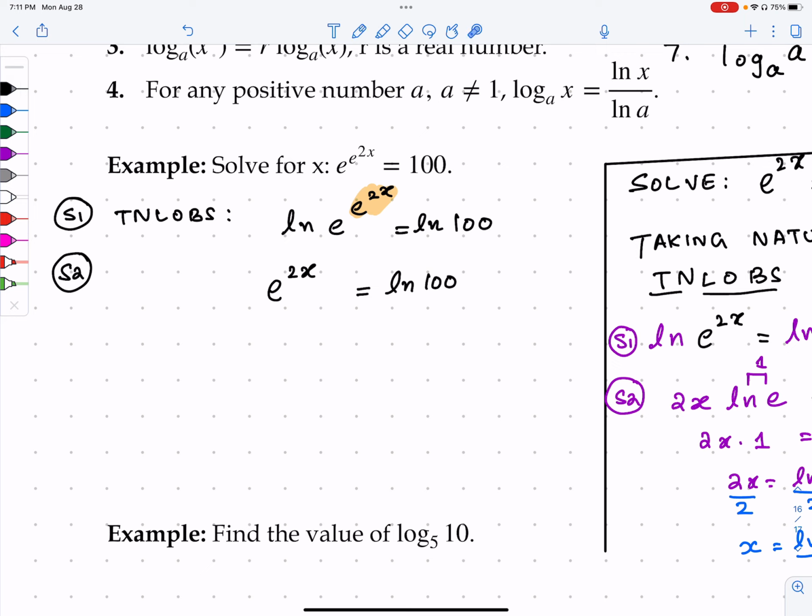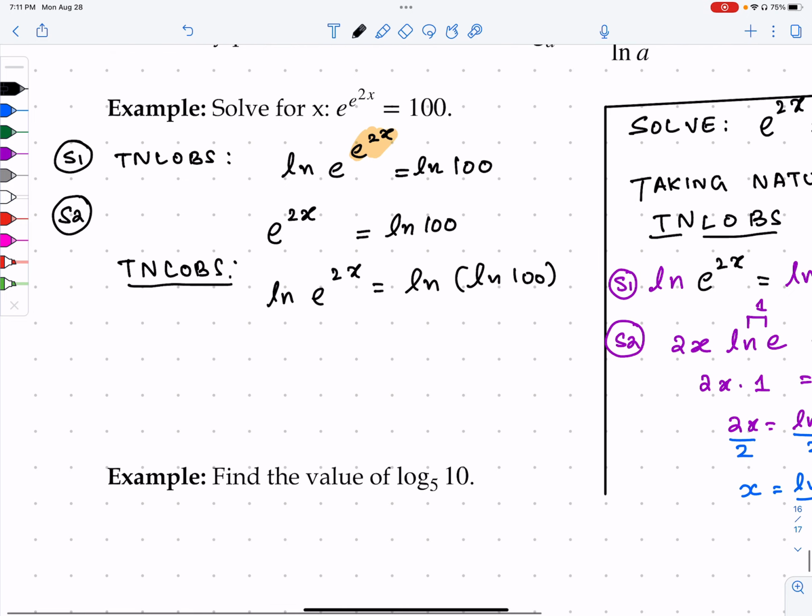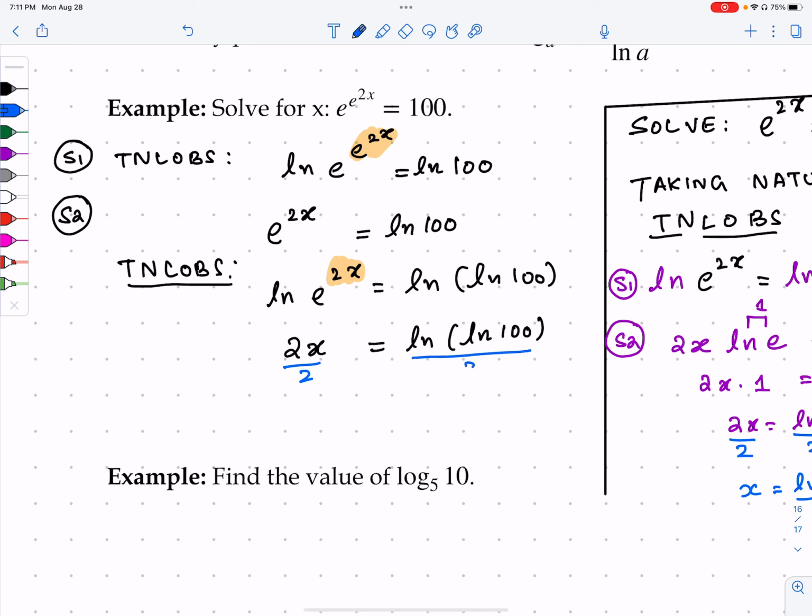Now I still have the e there. Now how do I get rid of the e again? So we're going to repeat that one more time. How do we repeat it? We're going to take the natural logarithms on both sides. If I apply my natural logarithms, so I have ln of e to the 2x is equal to now ln of 100. And now here what I have is my power is 2x. So the power comes down times the ln of e, which is equal to 1. And then what I have is ln of 100. And so now if I divide both sides of the equation by 2, I get my x to be ln of 100 divided by 2.